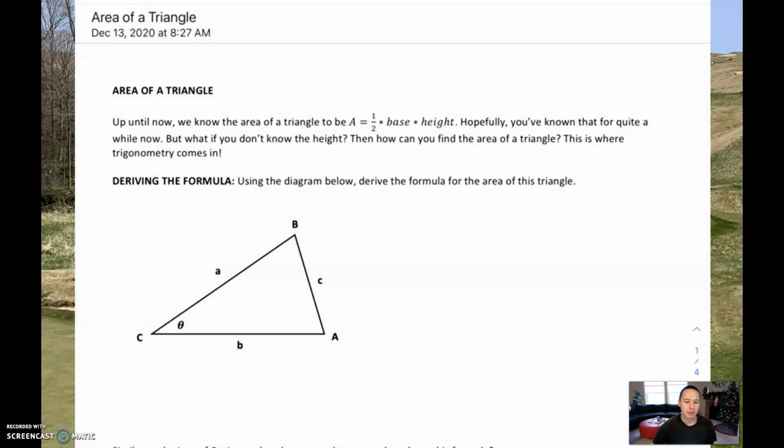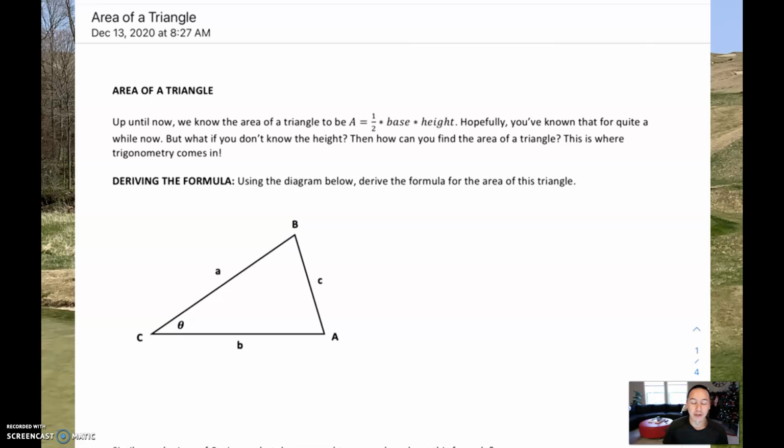And you might remember way back when that the area of a triangle is equal to 1/2 times the base times the height. And that kind of assumes that you know what the height is going to equal to. And that's kind of tough because you need that right angle to measure the height. So it was kind of coincidental that you were able to find the height every single time, but you won't always have the height given to you. This is where trigonometry comes in.